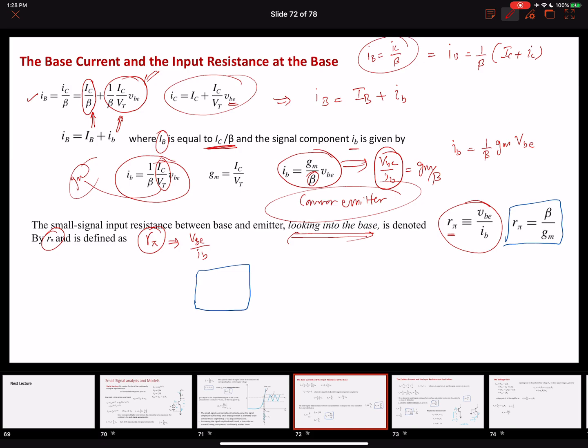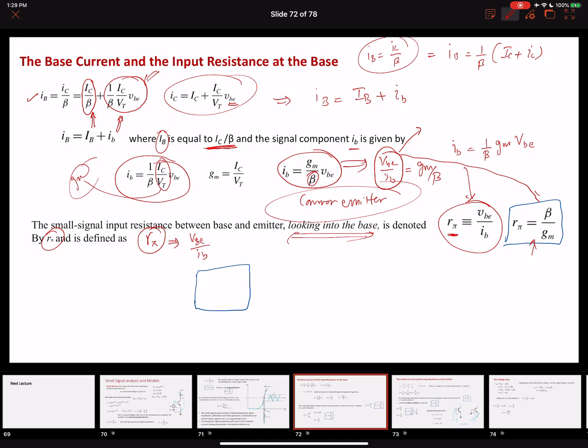So this resistance, which is equal to v_be over i_b, will appear in between the base and the emitter. And since we are talking about the common emitter gain, it's in the common emitter configuration. So in the common emitter configuration, our value of v_b over i_b represents a resistance that comes in between the emitter and the base, and is denoted by r_pi. So we have an r_pi which is equal to v_be over i_b, and r_pi can also be written as beta over g_m.